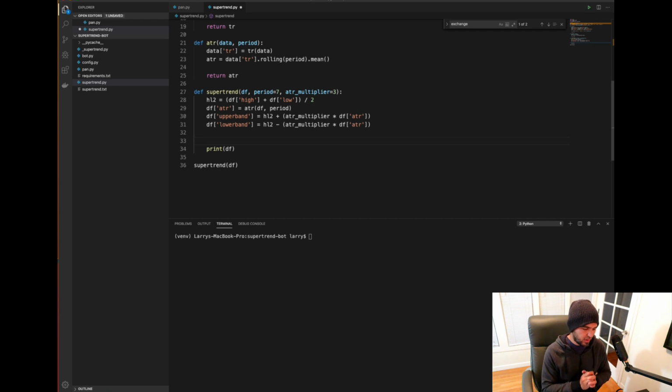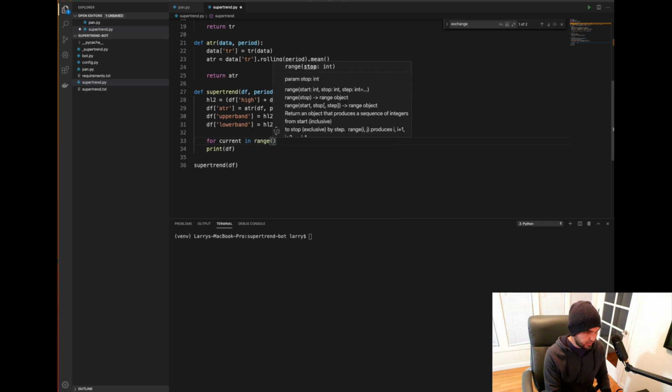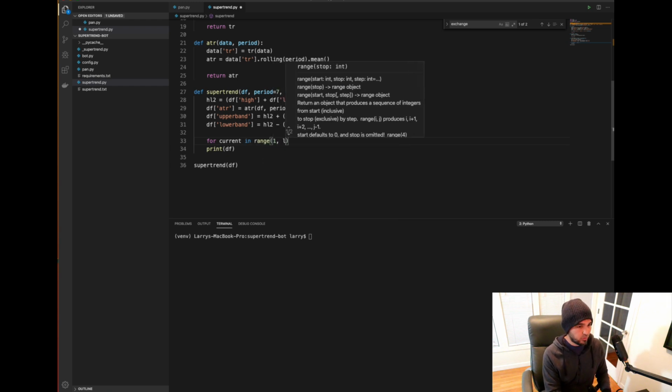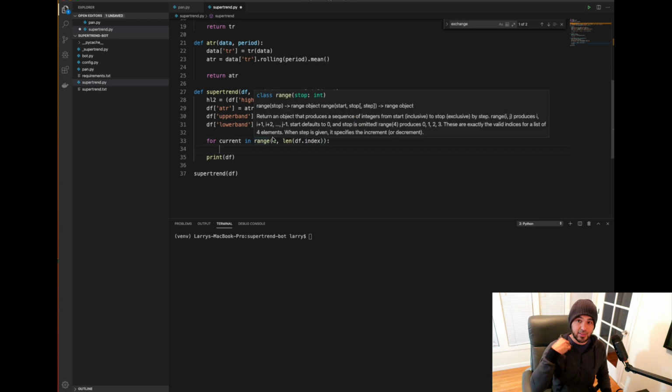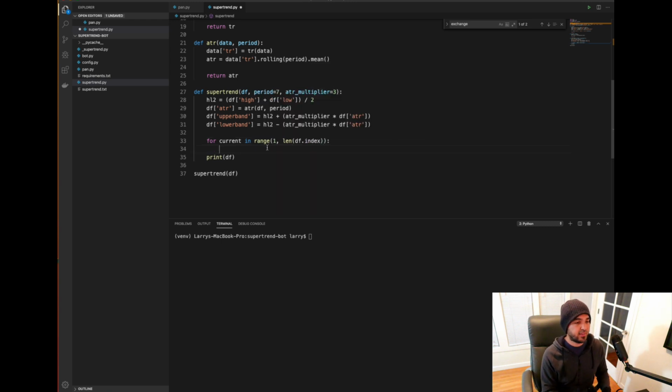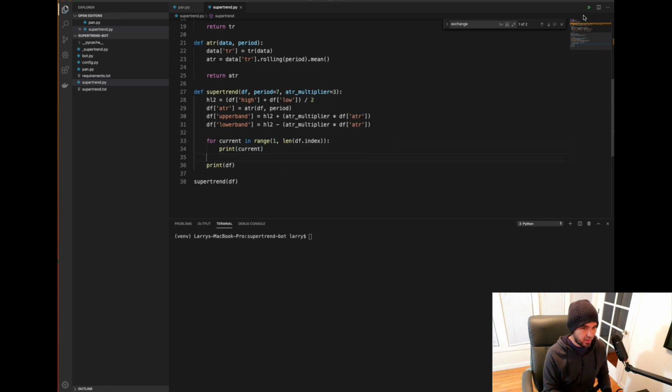And so what I'm going to do is just iterate over this data frame. I'm going to do for current in a range of 1 to the length of df.index. So we're going to loop through basically every row in the pandas data frame, starting at the beginning and going all the way to the length of the data frame. And then let's just print current so you see what that looks like. So I'm going to print current and print the data frame.